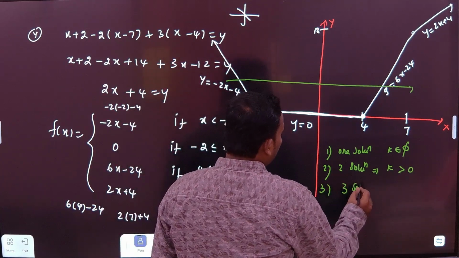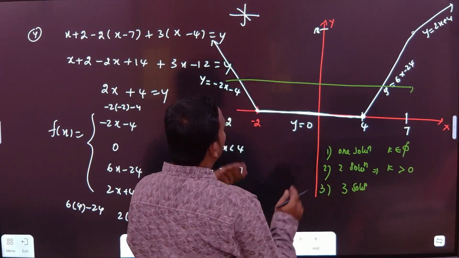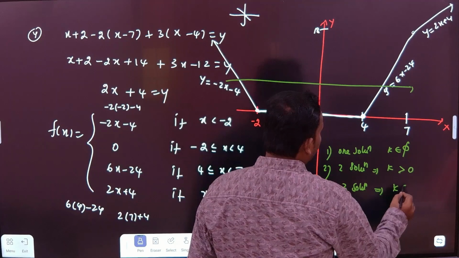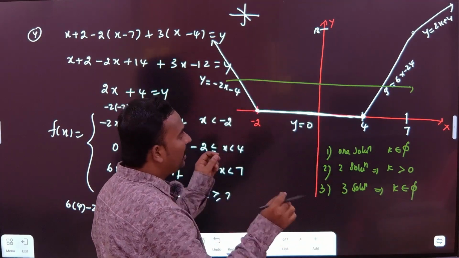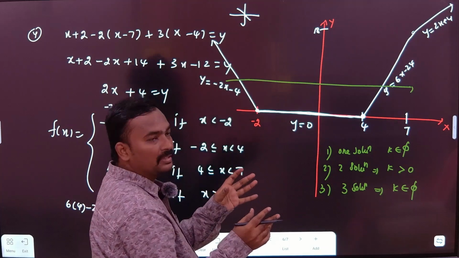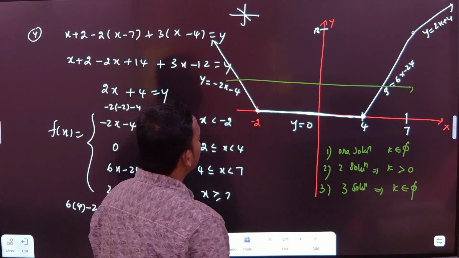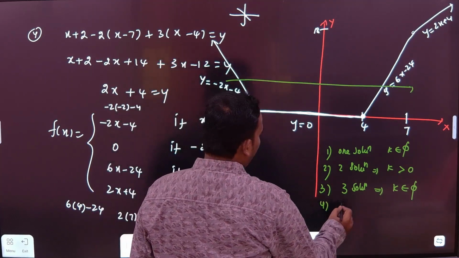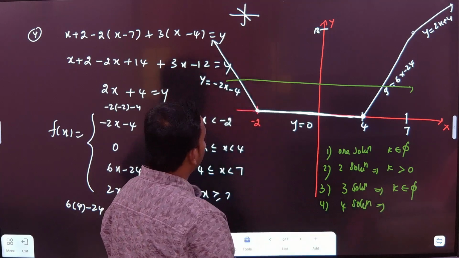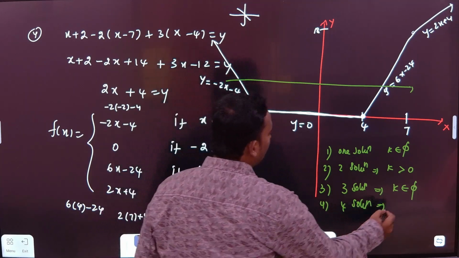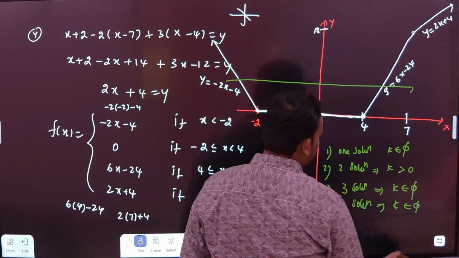Three solutions is not possible here. Therefore k belongs to the empty set, because there is no way the two graphs intersect at exactly 3 points, right? Okay, the next, four solutions also is not possible, right? Four solutions also not possible. k belongs to the empty set.